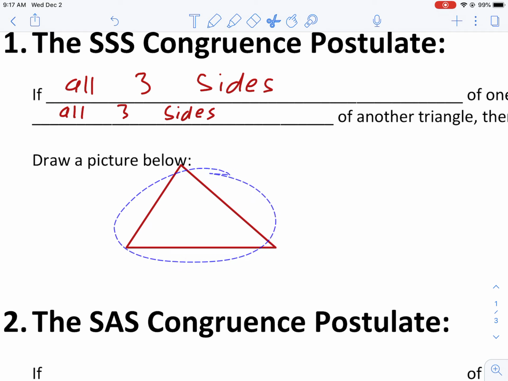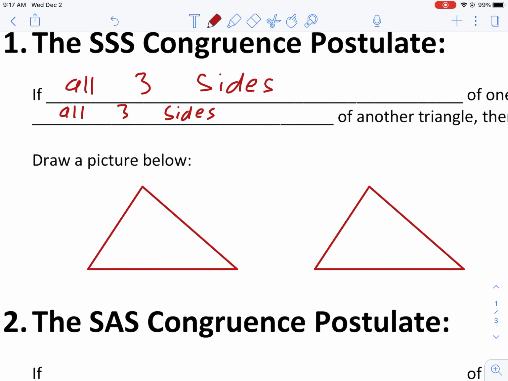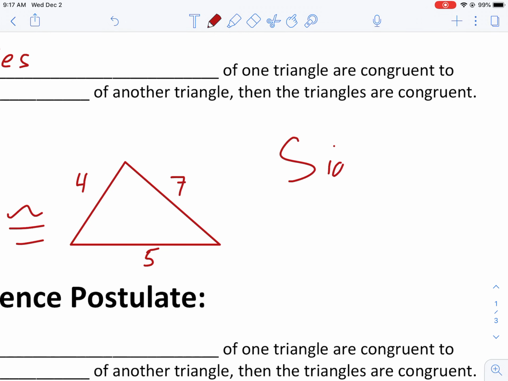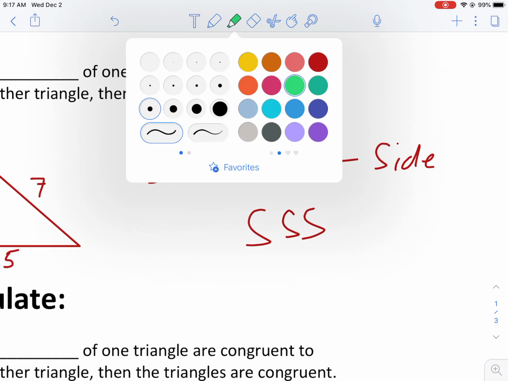So what this kind of looks like, all right, if you have two triangles and they have side lengths that are all the same, then those triangles are going to be congruent. Okay, and this is called side, side, side, or SSS.